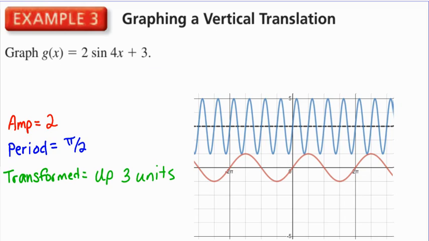And if we compare that with our parent function, you can see even more clearly that this 4 right here means that I have 4 waves happening in what would normally be 0 to 2 pi. So let's count them. From here to here to here, that's 1. Do it again, that's 2. Again, that's 3. Again, that's 4. So this 4 means I have 4 new waves happening within my parent function.